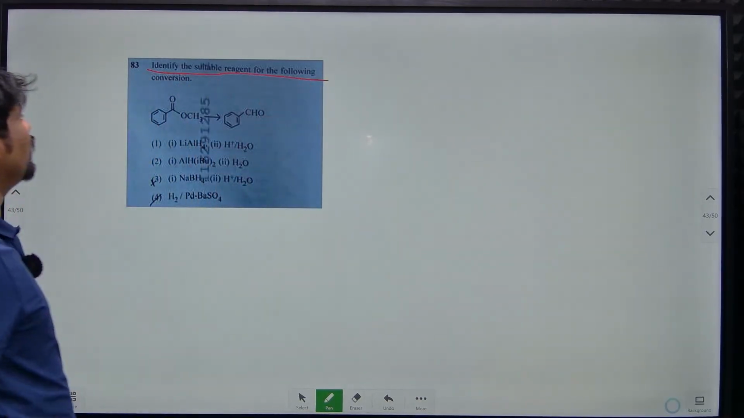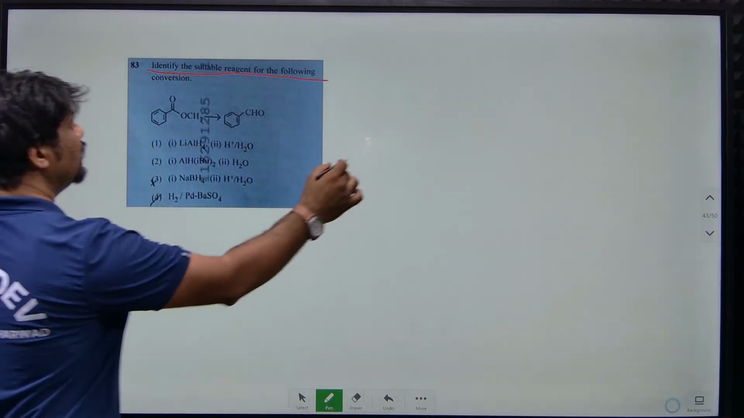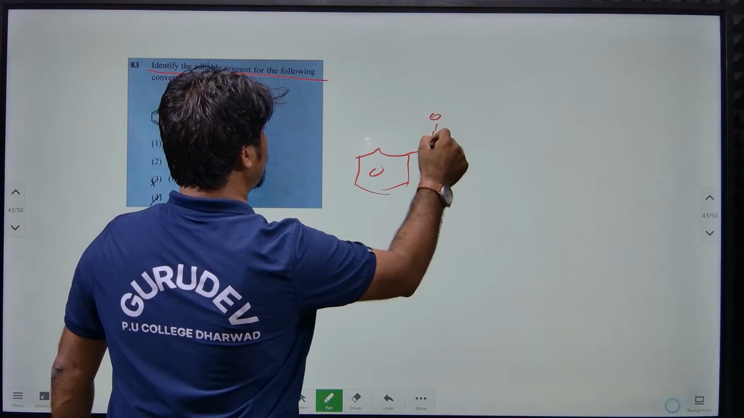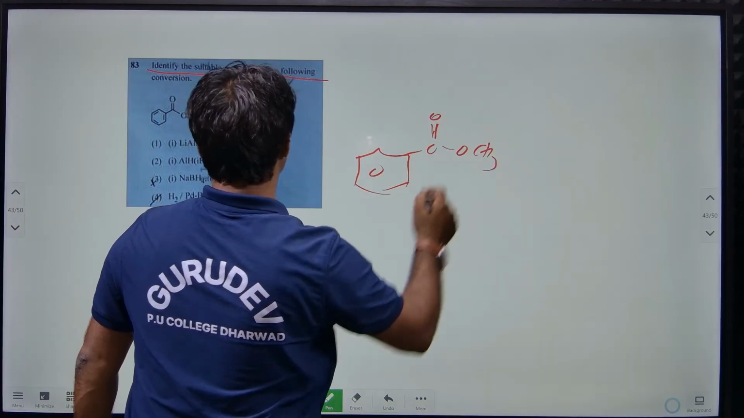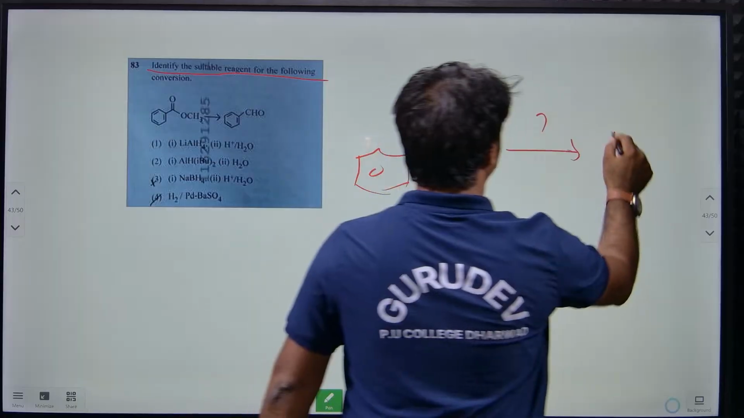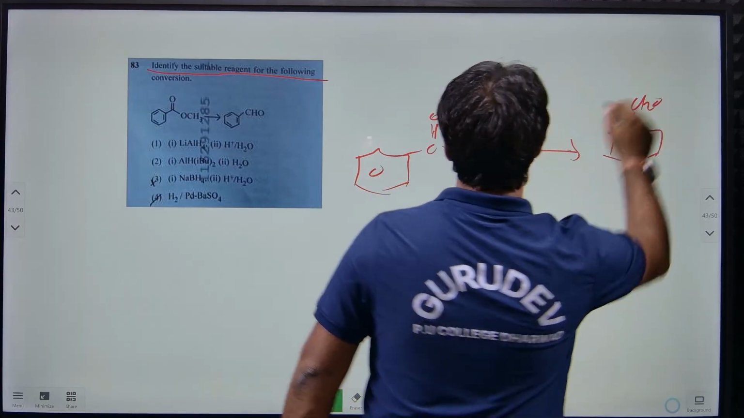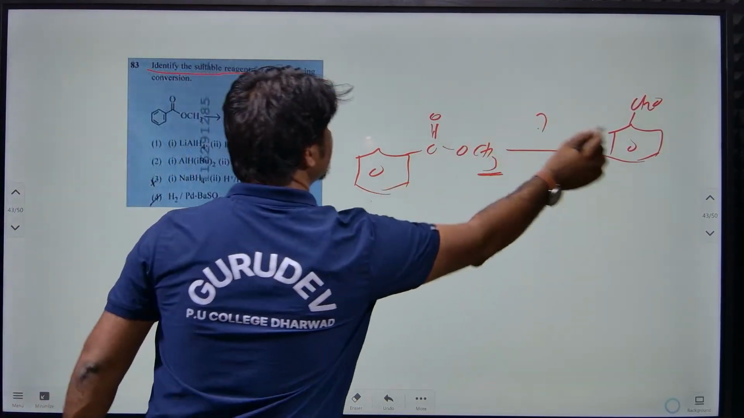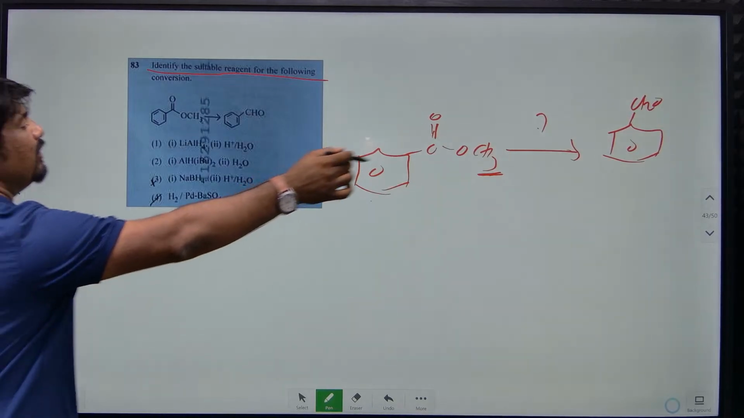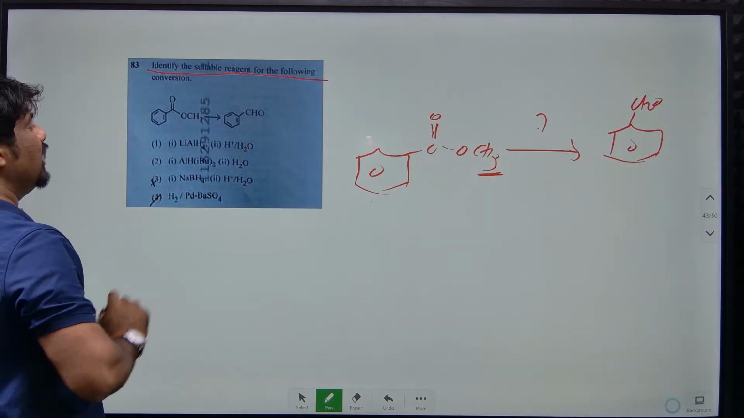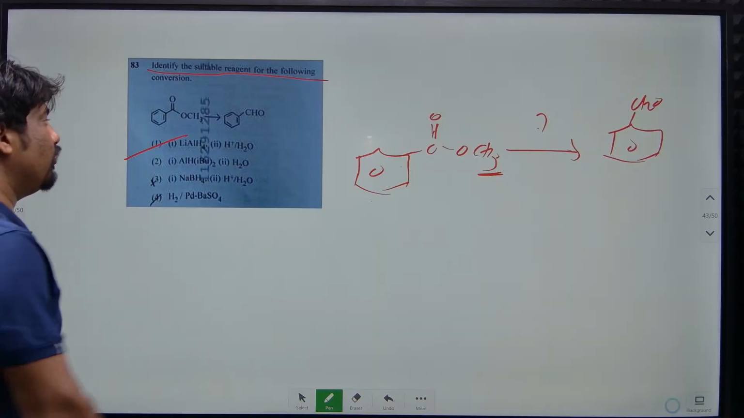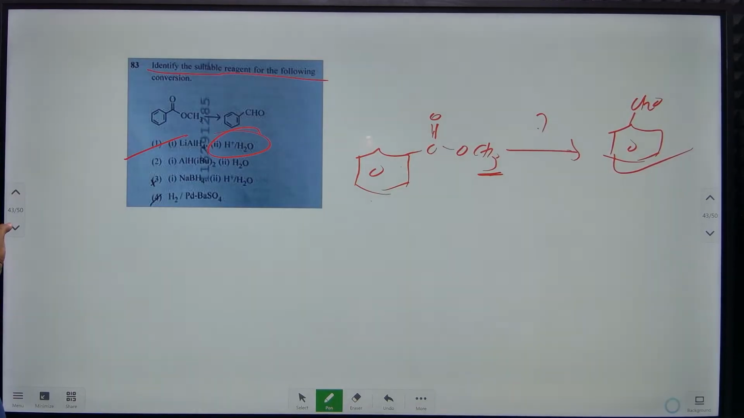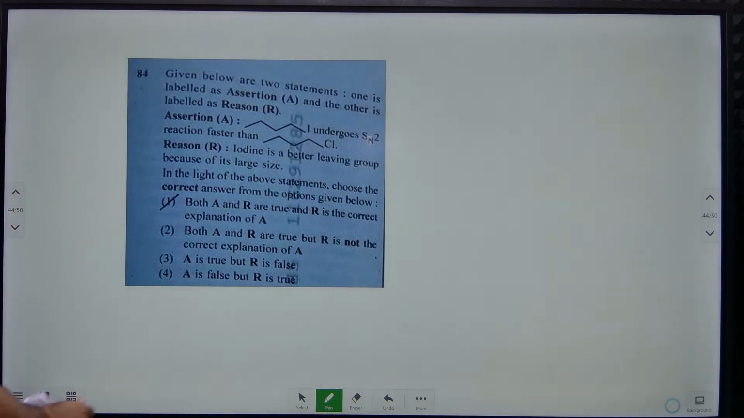Identify the suitable reagent for the following conversion. Yes, so here that is an ester. When this ester, methyl benzoate, is treated with a reagent, it gives benzaldehyde. It's very simple. When methyl benzoate undergoes reduction with lithium aluminum hydride followed by acid hydrolysis, it will give benzaldehyde. And the right answer for question number 83 is the first. Well, go to the next one.